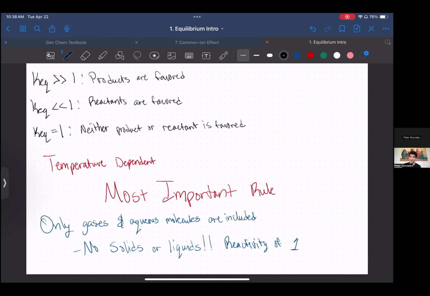But yeah, that's basically all you need to know in terms of an introduction to equilibrium and writing equilibrium constants. Please watch the next video where I go through all the practice problems. I think those are really helpful in terms of building an approach on how to solve these problems and how to justify your answers.